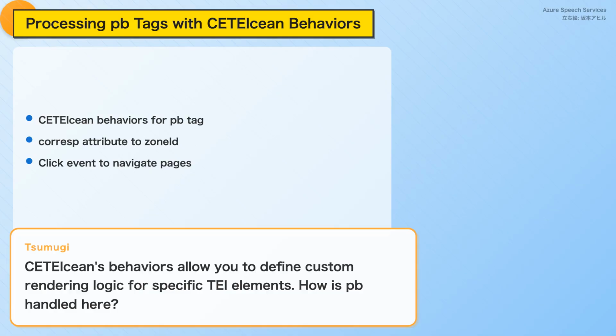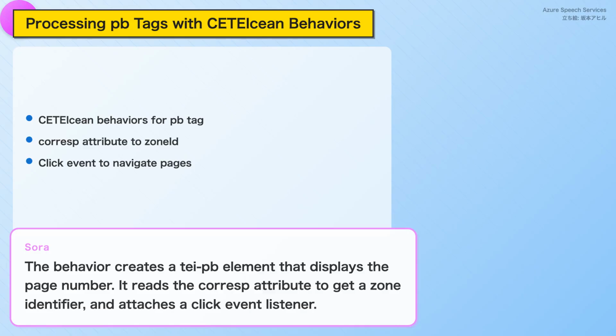How is PB handled here? The behavior creates a TPB element that displays the page number. It reads the corresp attribute to get a zone identifier and attaches a click event listener.